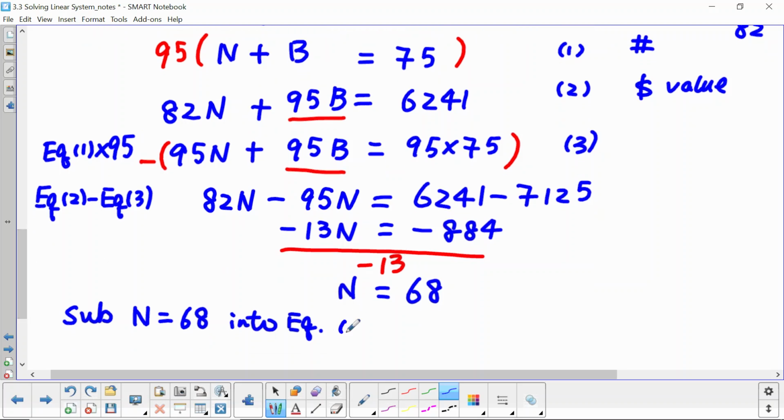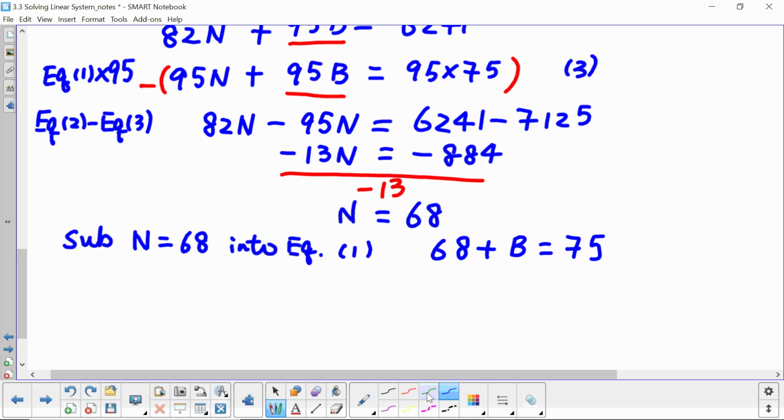So into equation 1, you will have replace the n with 68, then plus b equals 75. In order to solve for b, we move the 68 to the other side, doing the opposite operation. Then b equals 75 minus 68 gives you 7.